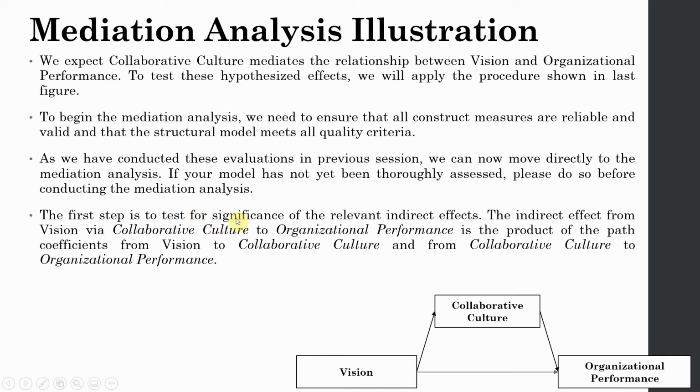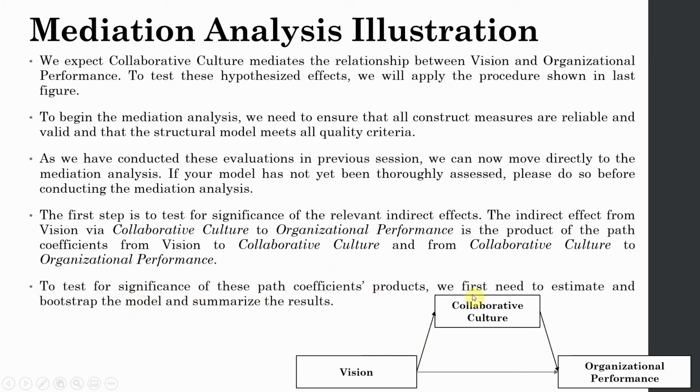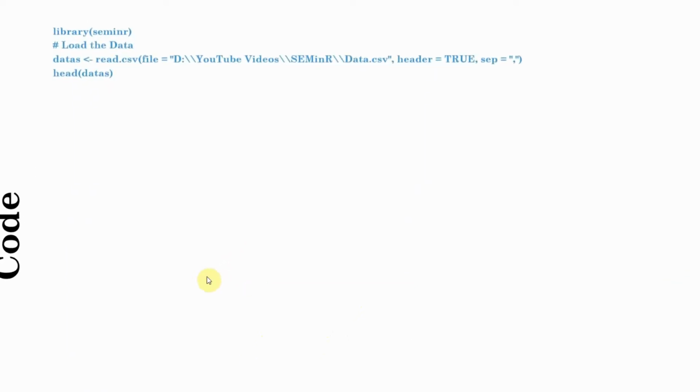Now, the first step is to test for significance of the relevant indirect effects, whether the influence of vision on organizational performance through collaborative culture is significant or not. This is the first step. That is, your P1 and P2 are significant or not. To test for significance of these path coefficients, we first need to estimate and bootstrap the model and summarize the results. So we are going to use the same procedure till bootstrapping the results and getting the summary out of those results. Now what's the code?